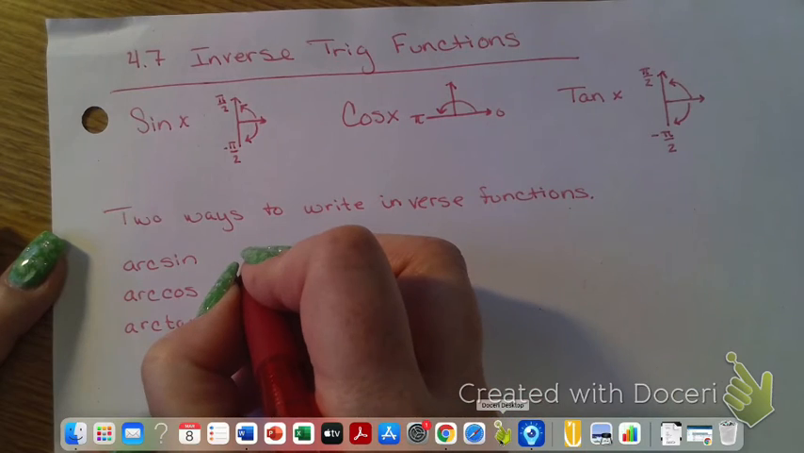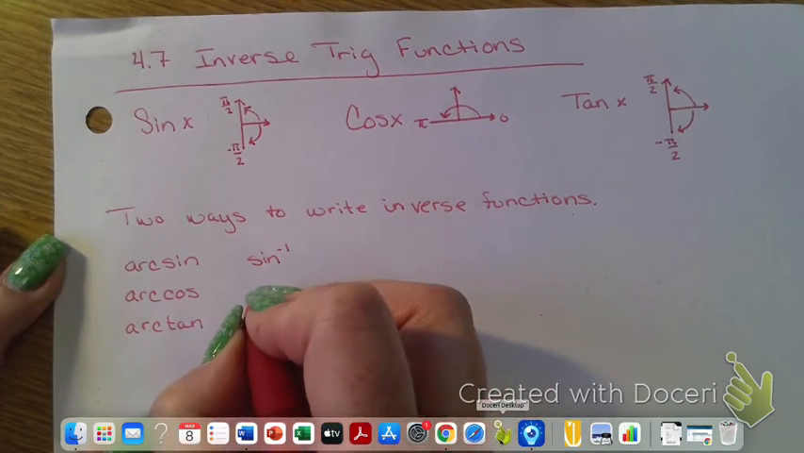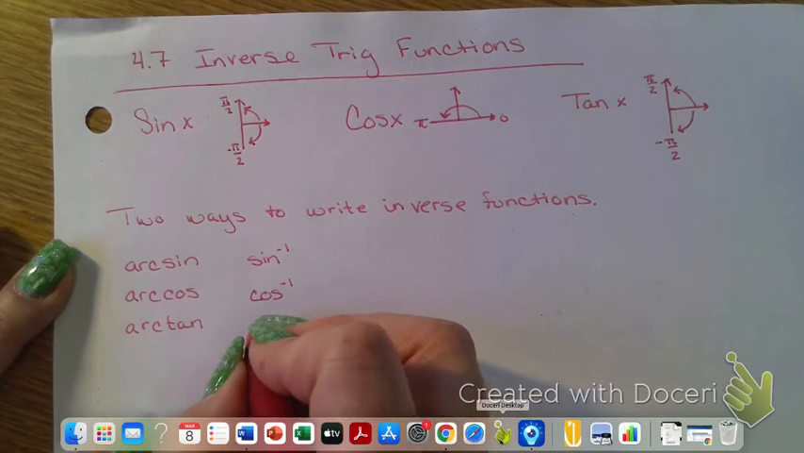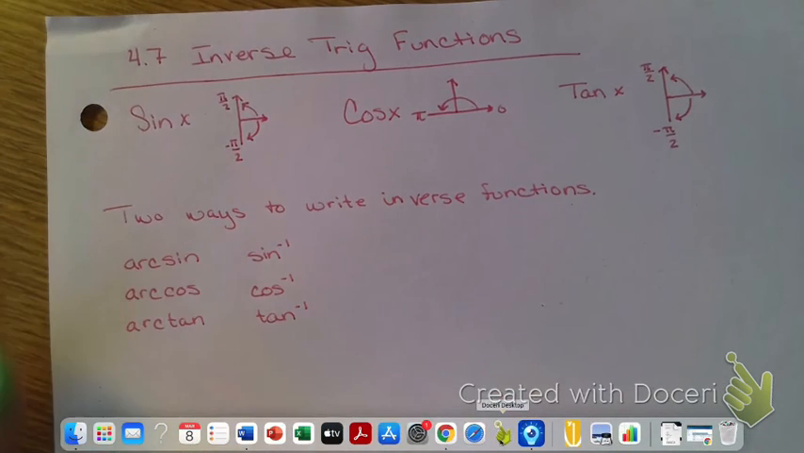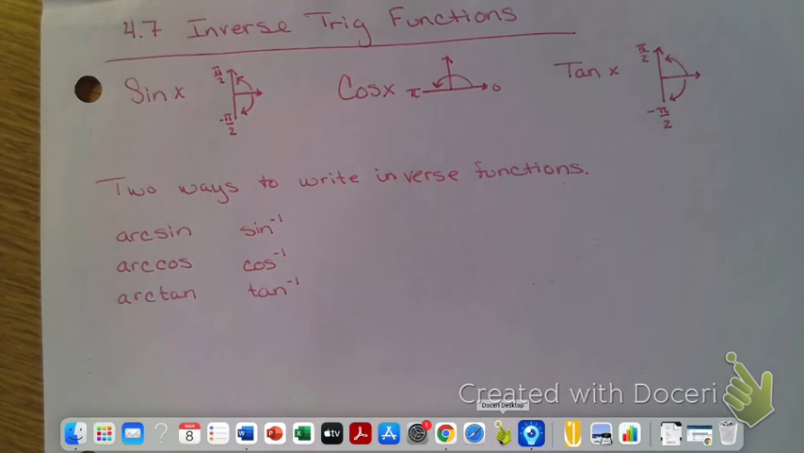The second is the way we have done it before with just the negative 1 exponent. That is the way that it is on your calculator. I'm going to tell you probably on your ACT in a couple weeks, they're going to put an arc on there just to see if you know what it is. So that just means inverse. That's all it means.